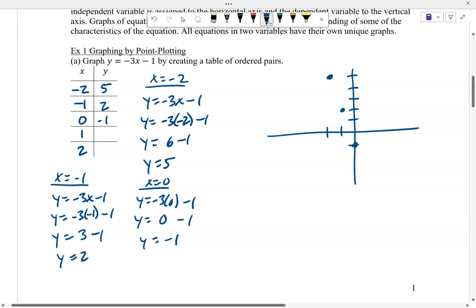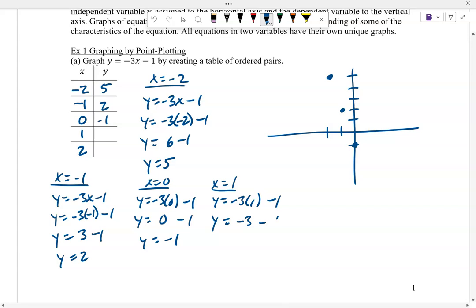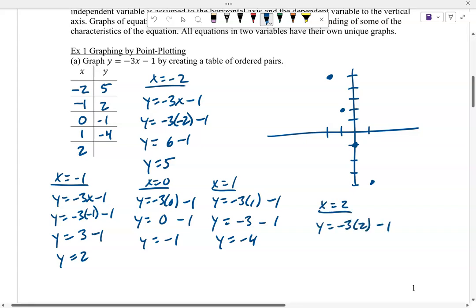Now I plug 1 in. -3 times 1 is -3. -3 minus 1 is a -4. So I got 1, -4. So right 1 down 4. And finally 2. So I got -6 minus 1, which is -7. So clear down here. And I can draw my line. Not a very good line, but you get the idea.